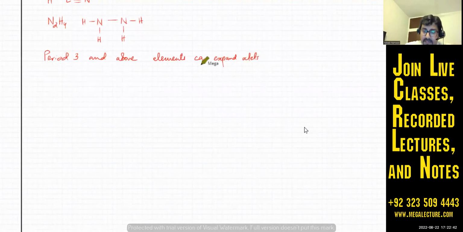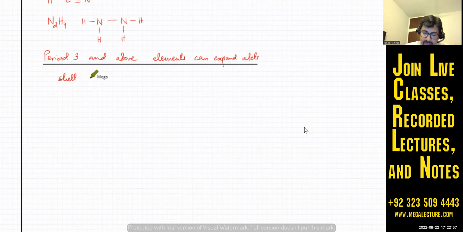Basically what that means is that if you have a period 2 element, the maximum number of electrons in a period 2 element can be 8. That's it. Shell number 1 has a maximum of 2 electrons, right? Shell number 2, on the other hand, can accommodate a maximum of 8 electrons. Shell number 3 has a maximum of 18 electrons.